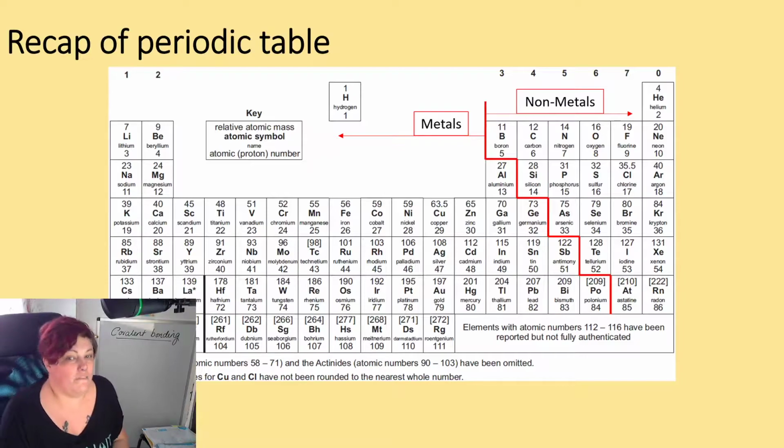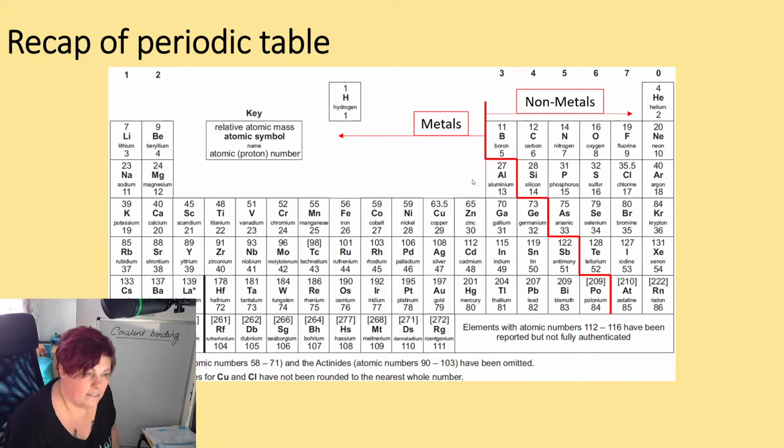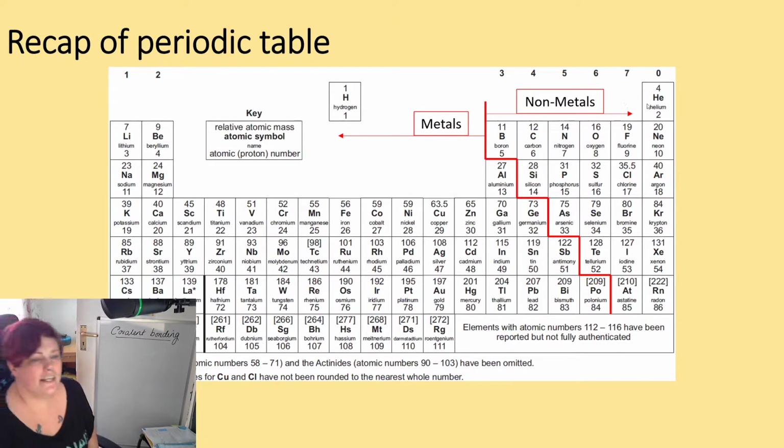So a certain amount of information is given to you. It tells you the relative atomic mass, the atomic symbol, the name of the element, and what the proton number, or atomic number, is. The bit in red on the right hand side is not included. You have to remember where that is. Basically, you have this step over here, and that step marks the dividing line between your metals and your non-metals. Anything to the left of the line is a metal. Anything to the right of the line is a non-metal.